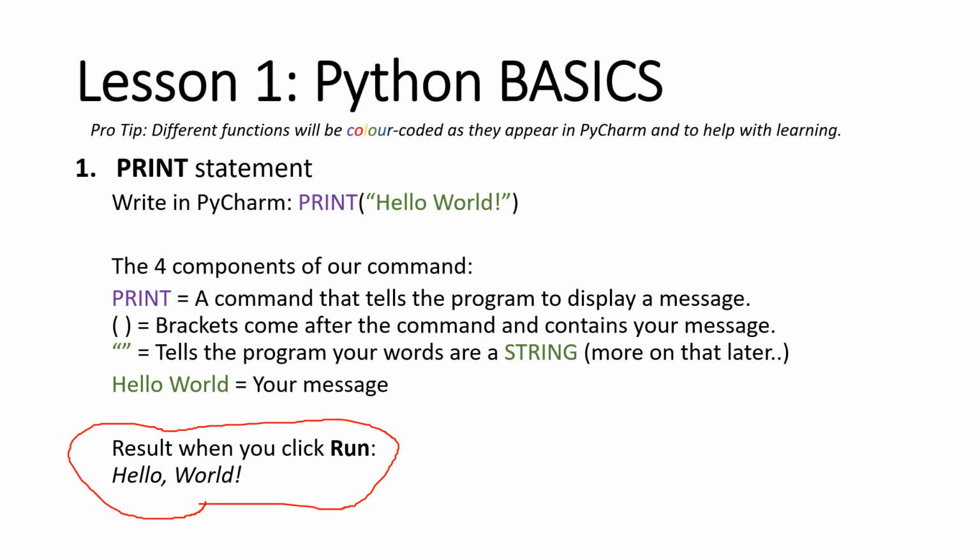So there are 4 components to our command that you should probably know about. The print is our command. There are many commands in Python, it's just one of them. It will display a message, that's what that does. The brackets tell Python where your command is and where the message is located. The quotations indicate that your words are going to be a string. I'll talk more about that later on. And then, of course, our message, so hello world.